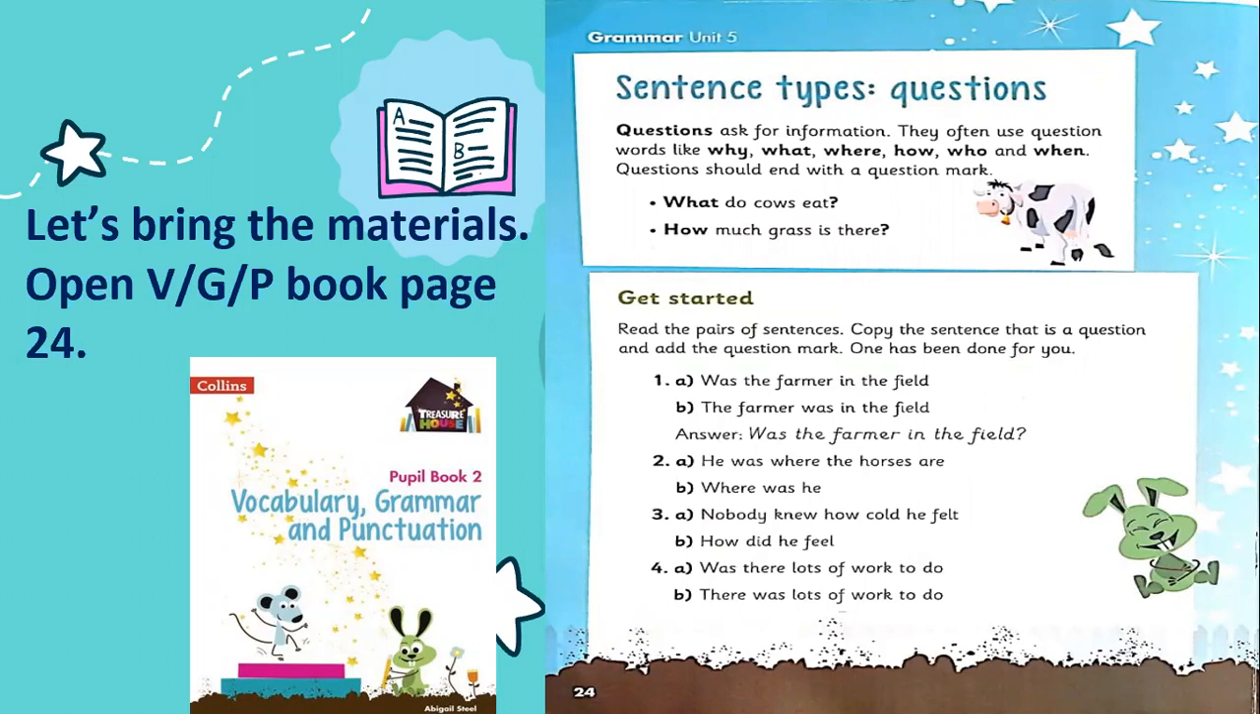Here in the vocabulary book, page 24, we have the grammar unit 5. And our lesson for today is sentence types, questions. Here it's telling us that questions are for information. They often use question words like why, what, where, how, who, and when. So questions should end with a question mark.